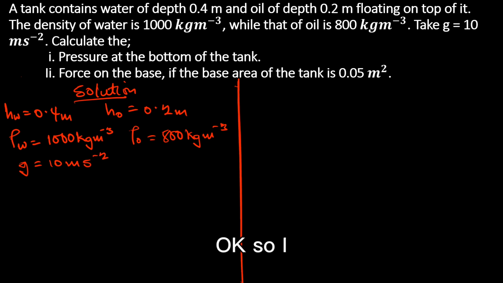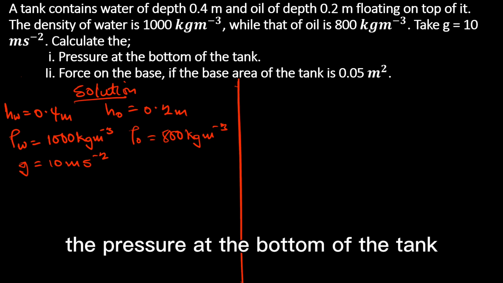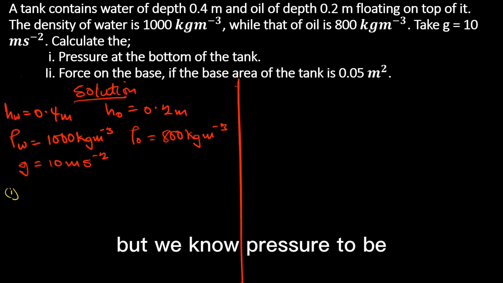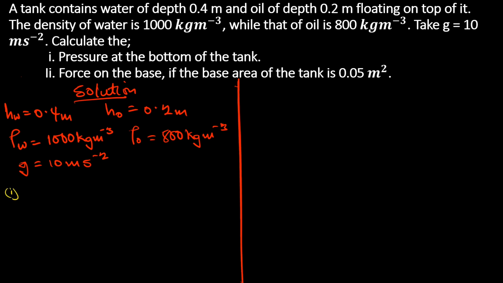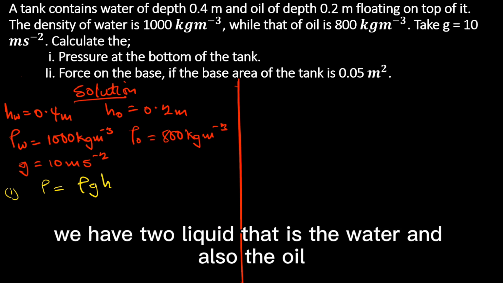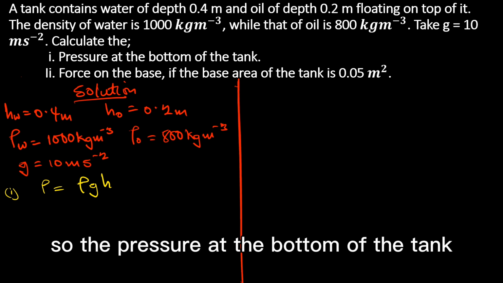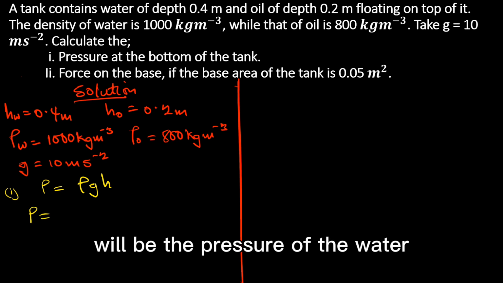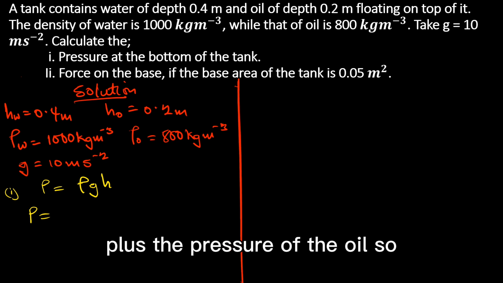Okay, so we have to calculate the pressure at the bottom of the tank. But we know pressure to be density times gravity times height. By looking at this, we have two liquids, that is the water and also the oil. So the pressure at the bottom of the tank, P, will be the pressure of the water plus the pressure of the oil.